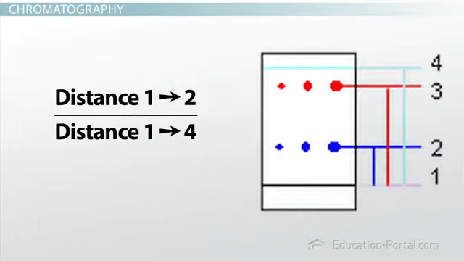Notice that you will never have a retention factor that is more than 1 because the dye cannot travel farther than the solvent carrying it. Also, the RF does not have any units, because if you take a unit divided by the same unit, they both cancel out.